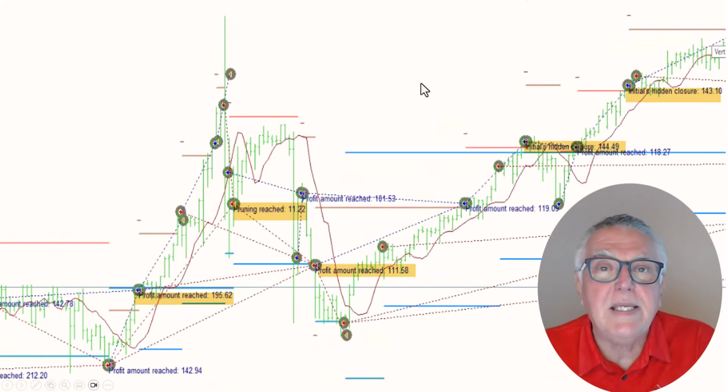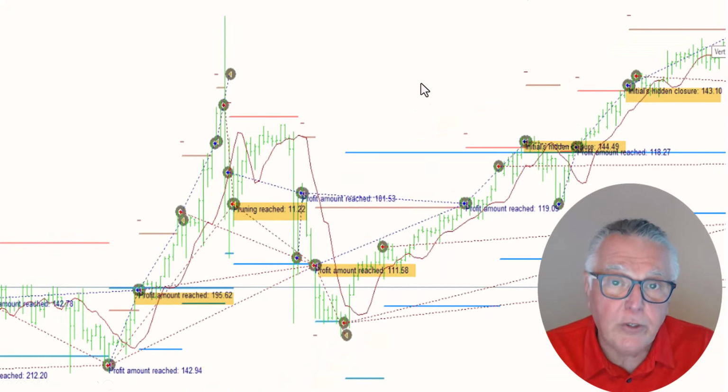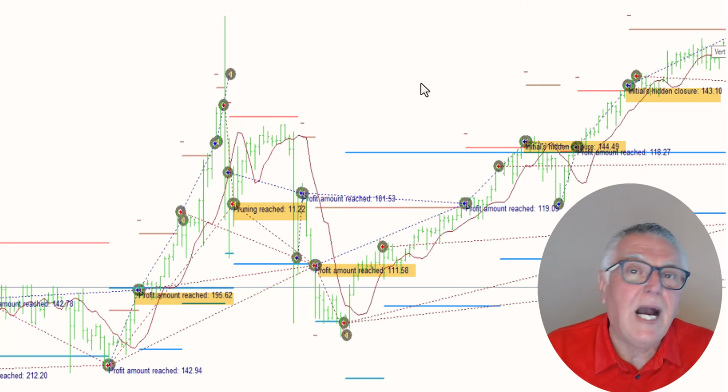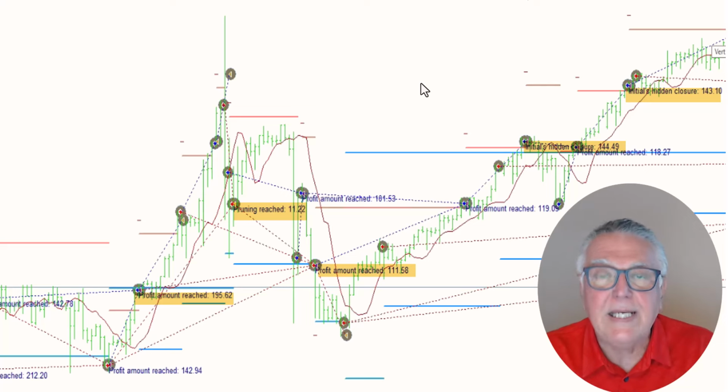Now the fourth method is a trailing stop. You can have a look at the settings again. There is a trailing stop facility. I don't particularly use it, but it is available for traders who want to use a trailing stop.